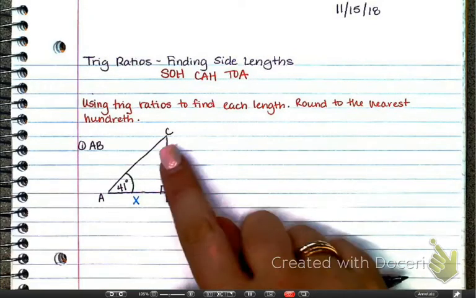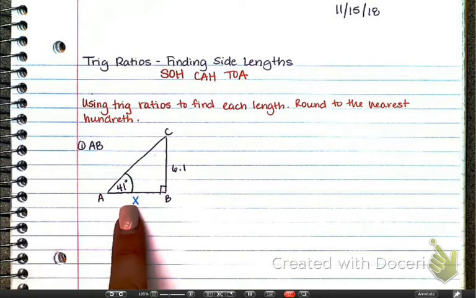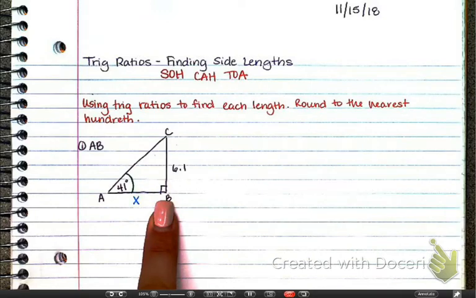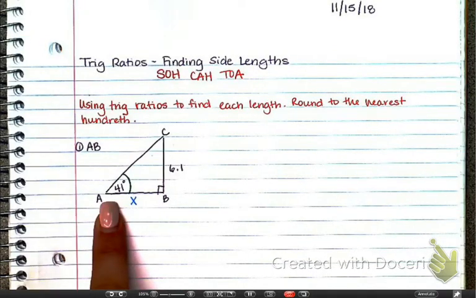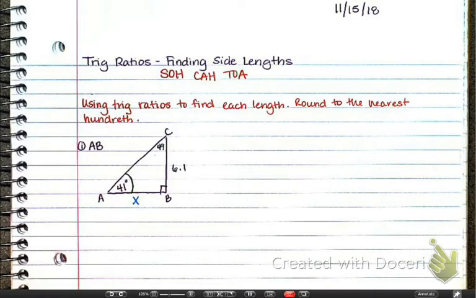Could I figure out what angle C was? Yeah, right? Because if I add them all up, it equals 180. So 180 minus 90 is 90 minus 41 gives me 49. So if I wanted to solve that, I could, and I could use angle C as my reference angle. But use the information that you have. Don't find it if you don't need to.